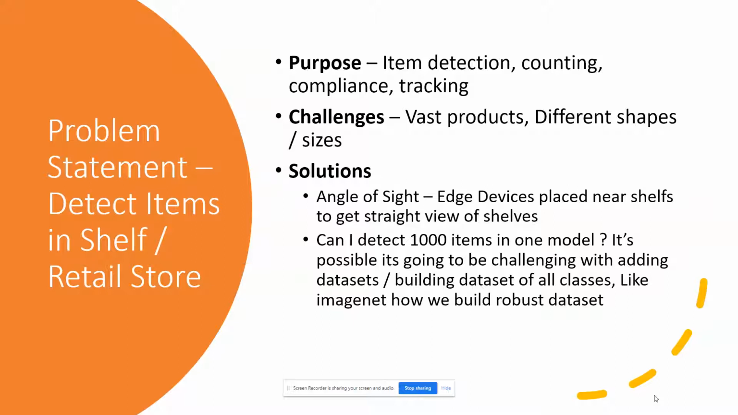For an implementation, let's consider we'll use edge devices, with the camera angle kept straight, focused towards the shelf. The key thing is we may not be able to detect every item on the shelf, but what are all the design decisions we could take in terms of building an optimal model, a model that works best? That is the design decisions we are going to discuss.